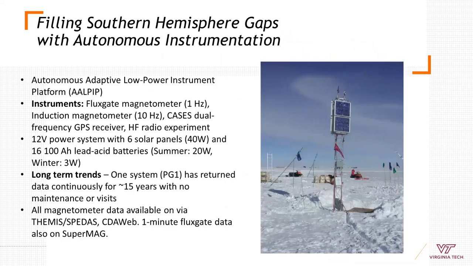Here are the instruments we have at these stations. We use something called the Autonomous Adaptive Low Power Instrument Platform, AAL-PIP. On the platform, we have a fluxgate magnetometer, an induction magnetometer, a dual frequency GPS receiver, and an HF radio experiment. And the data are available at a website, as listed here.